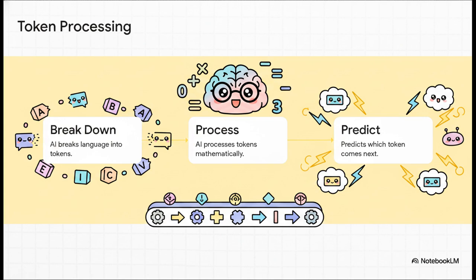It all boils down to this relentless, high-speed loop. First, the system breaks your prompt into tokens. Second, it crunches that math through its massive network.